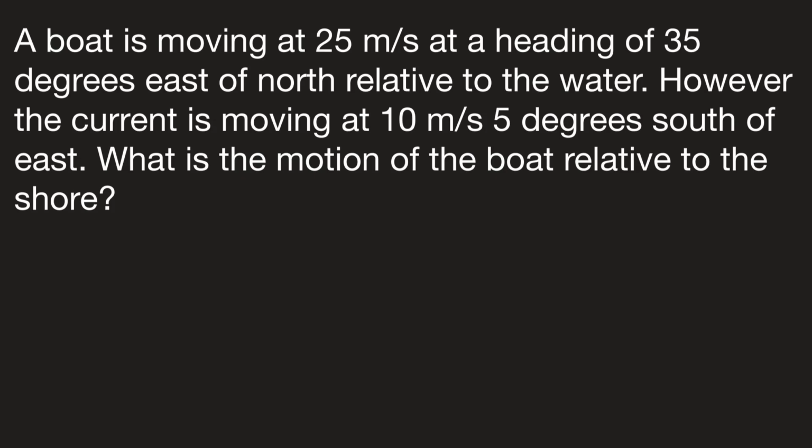All right, so it says a boat is moving at 25 meters per second at a heading of 35 degrees east of north relative to the water. However, the current is moving at 10 meters per second, 5 degrees south of east. What is the motion of the boat relative to the shore?